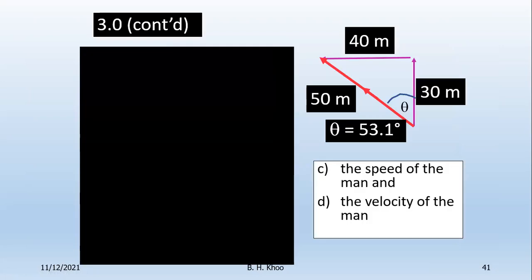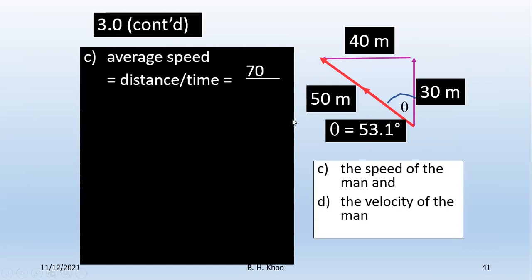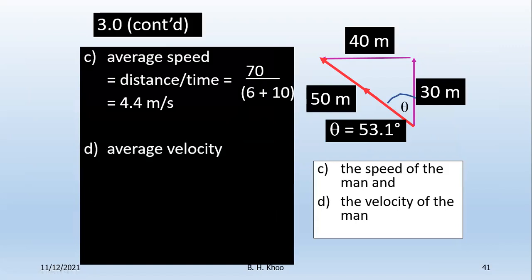Okay, now we are required to calculate the speed. Right? Speed, we always go back to the distance. Average speed is distance over time, total distance over total time. Right? This is 6 seconds, this is 10 seconds. So 6 plus 10, 4.4 meters per second. Right? Average velocity.